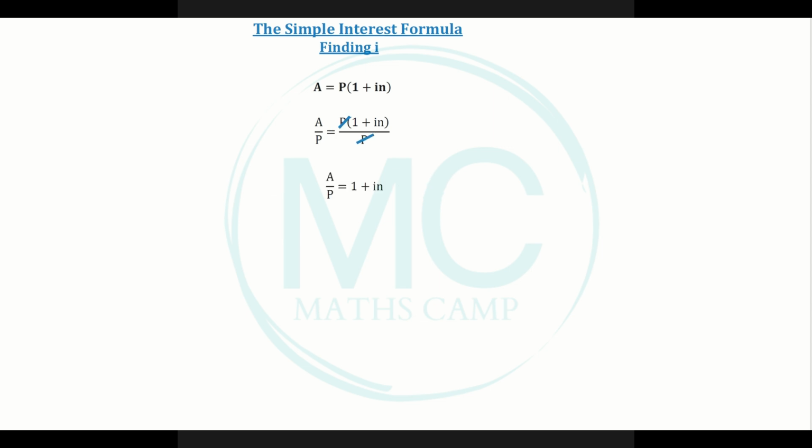Next, let's move the 1 to the left, so we get A over P minus 1 is equal to IN. Finally, to get I by itself, let's divide both sides by N, and we get A over P minus 1 all over N is equal to I. We have now made I the subject of this equation. Let's move it to the left-hand side.